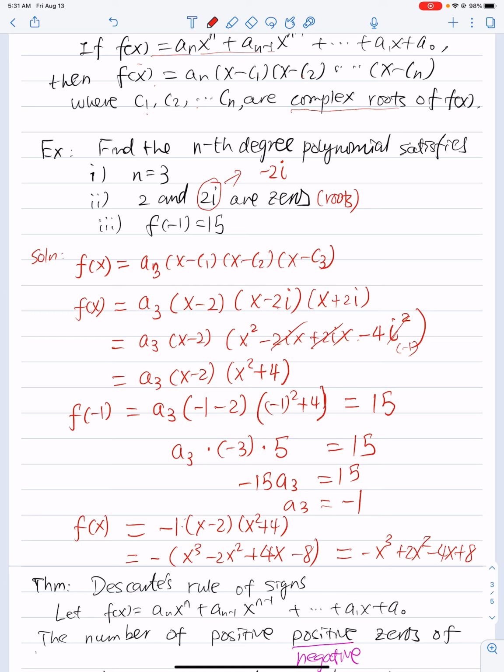Okay, so the key here is first step, you use n equal to 3, to determine how many factors you have here. Minus c1, minus c2, minus c3, and you have a3. And then you substitute these roots. Do not forget, complex roots come as a pair.